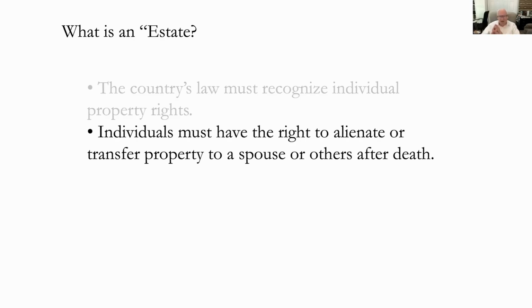Second, and this helps to define whether or not we can have estates, individuals must have the right to alienate or transfer. Now, the word alienate, there's your jargon term. It means to transfer, to sell or whatever, the property to a spouse or others after death. So once they have recognized property, they need to have the secondary right to transfer that property to someone other than the state after death.